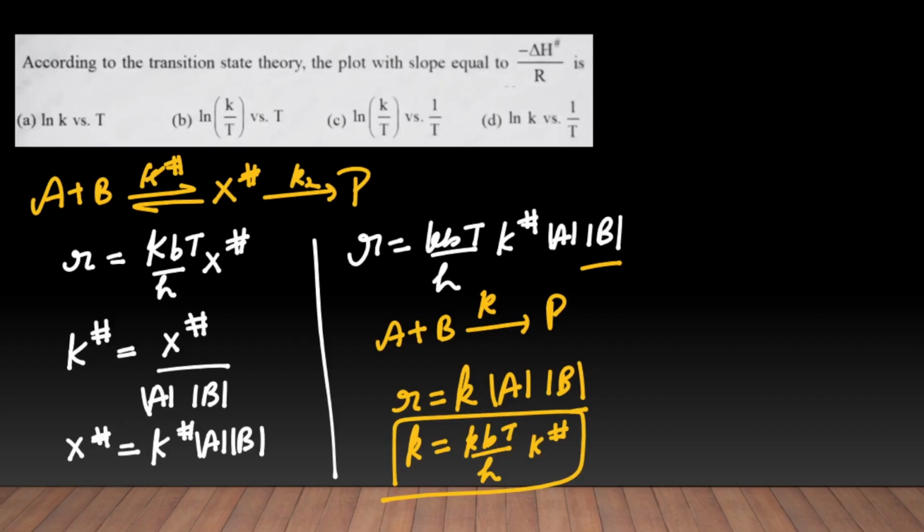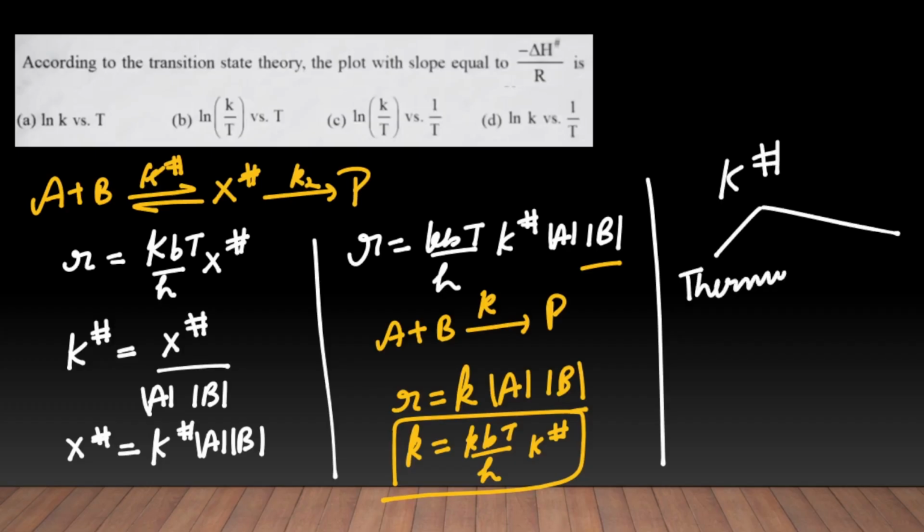Now, this K dash value that you have, you can solve it in two methods. One is called the thermodynamic approach, and the other is the statistical approach. Okay, so here delta H is involved, which means the thermodynamic approach we are going to use.